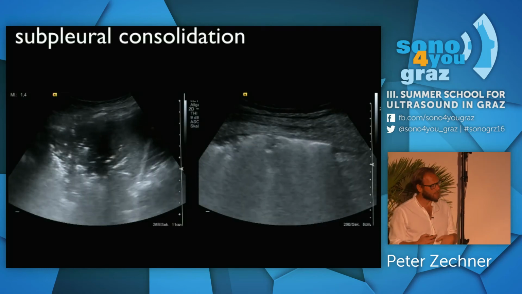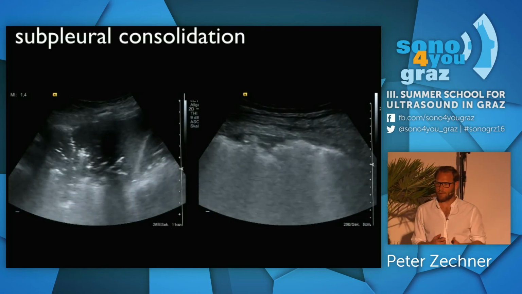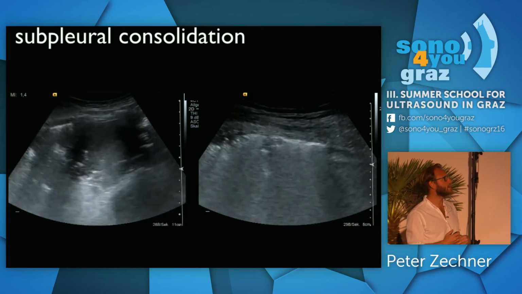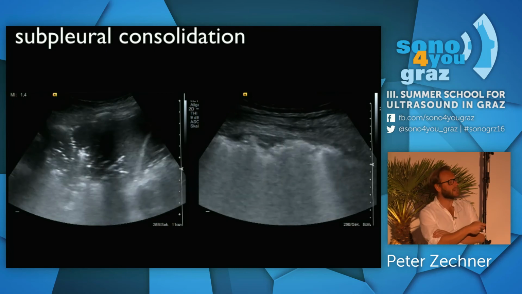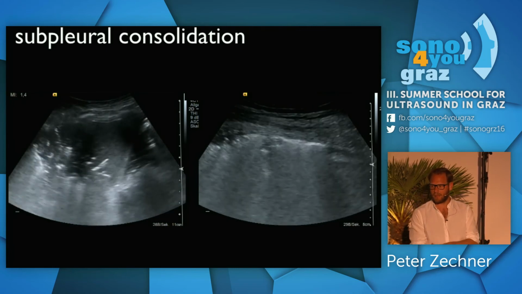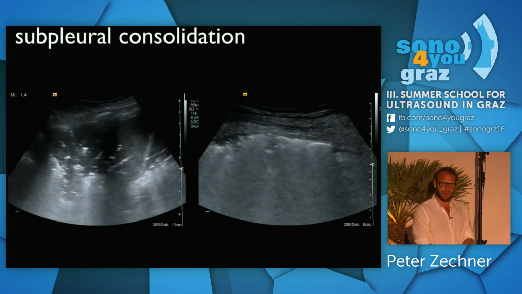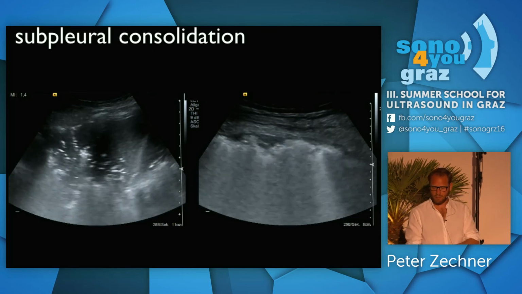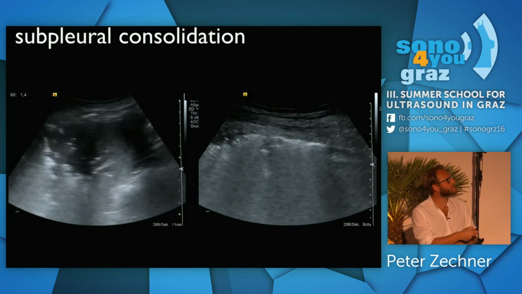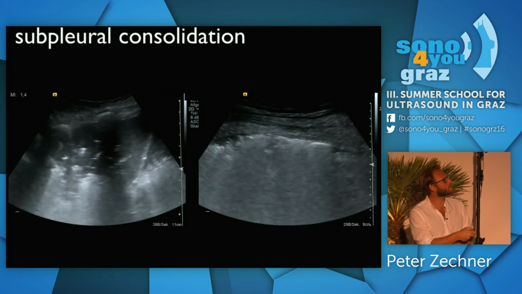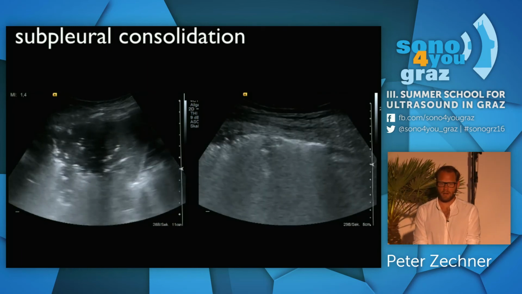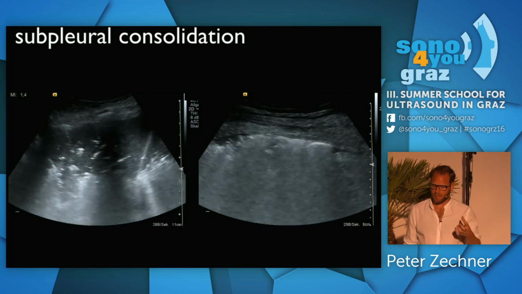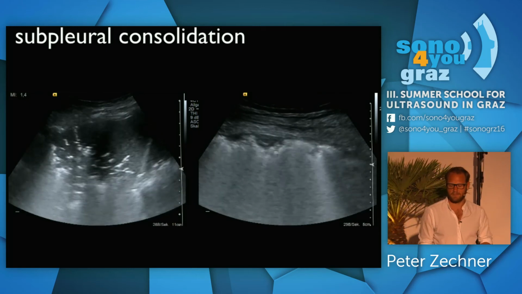First of all, the typical finding is subpleural consolidation. Here we've got two different consolidations. On the left side, we see a very, very big consolidation in a patient with big pneumonia. On the right side, it's smaller consolidations. Also a patient with pneumonia, but not so big consolidations to see.